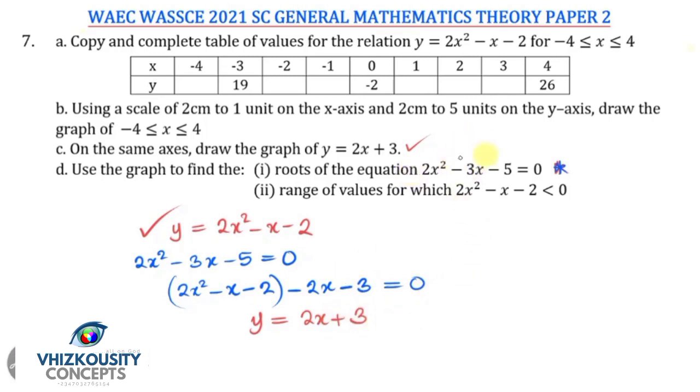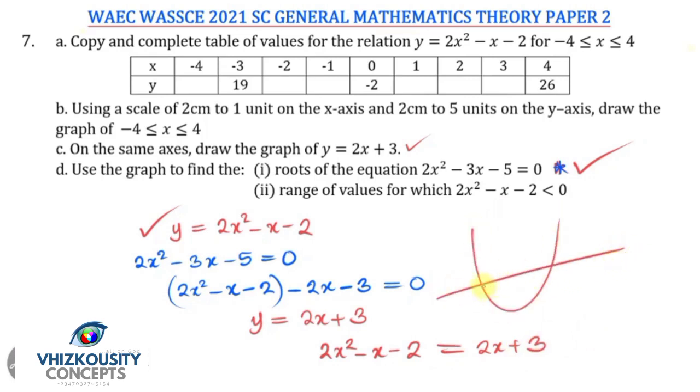So the root of this equation means that you should find the point where y, which was given as 2x squared minus x minus 2, is equal to this new equation 2x plus 3. So definitely you are going to have maybe something like this for the quadratic, and then something like this for the linear. Then at this point of intersection, you can see we have the quadratic having that U shape, and then we have the linear having a straight shape.